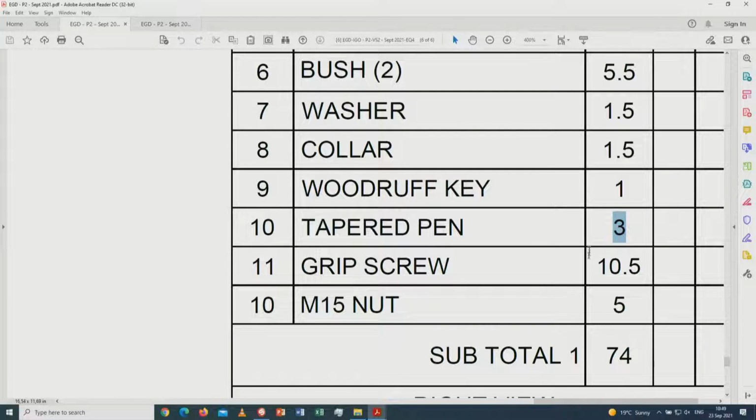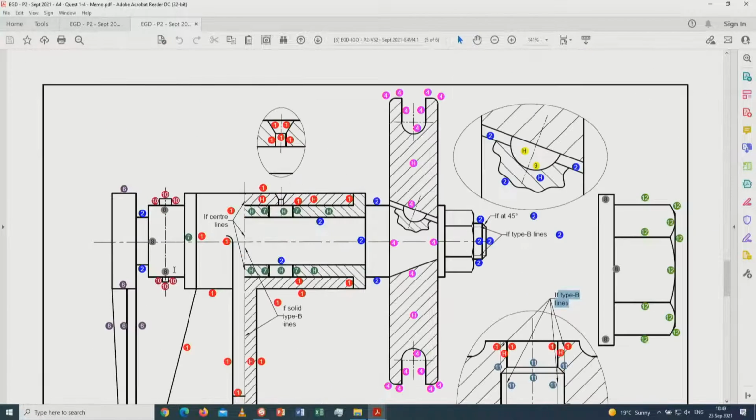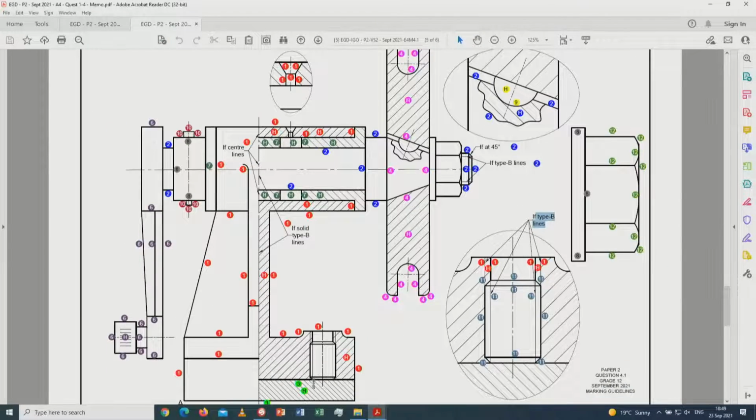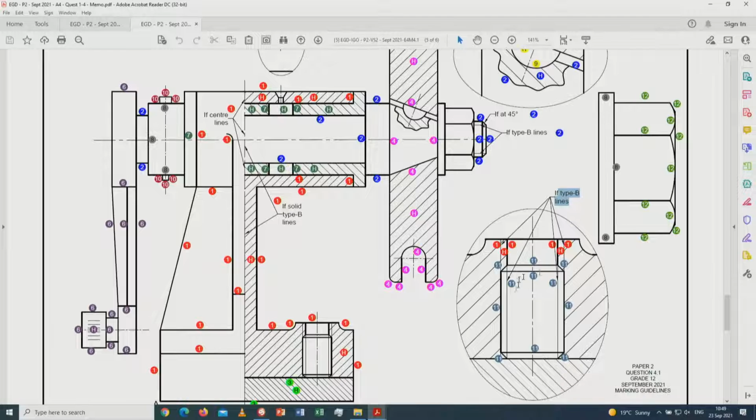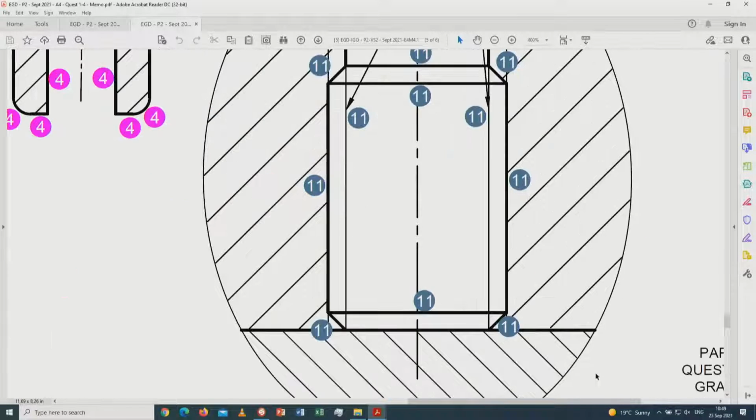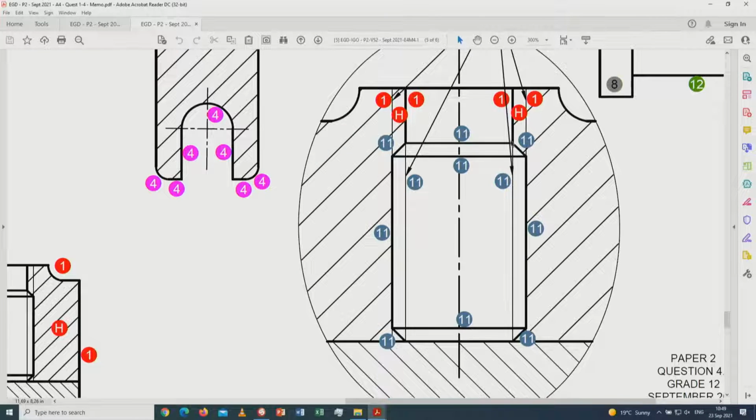Then the grip screw. Now look how much the grip screw is counting. Again, nuts and bolts and grip screws count a lot of marks. All right, so there's the grip screw on the bottom over here, but then it's been enlarged in this area over here. All that I've explained to you earlier: 45 degrees, 45. If that's 60 degrees, you don't get a mark. So it's 1, 2, 3, 4 marks for that. 5, 6 type A lines.